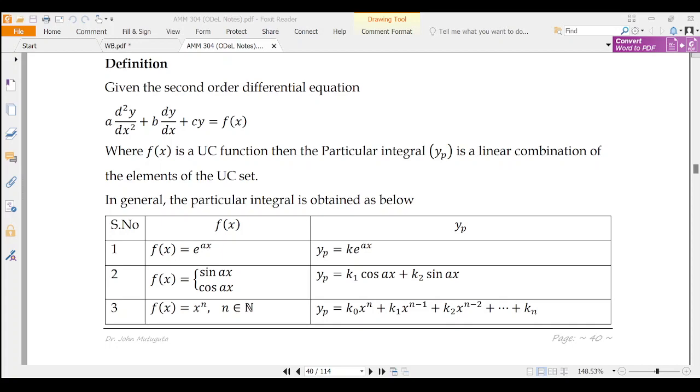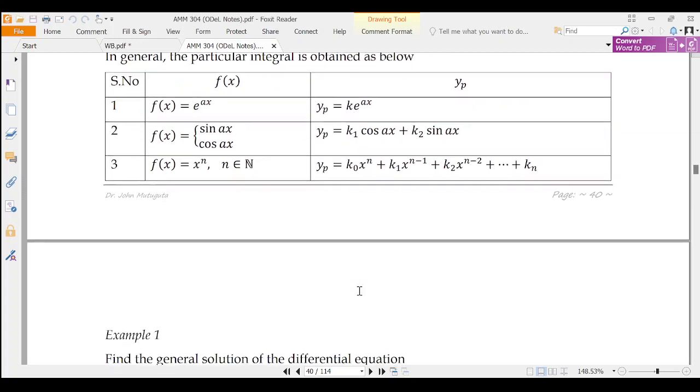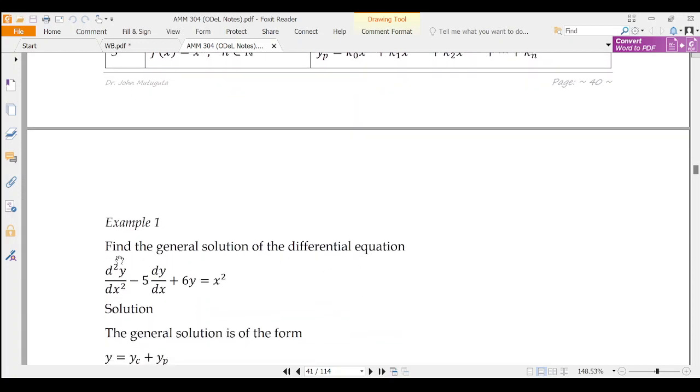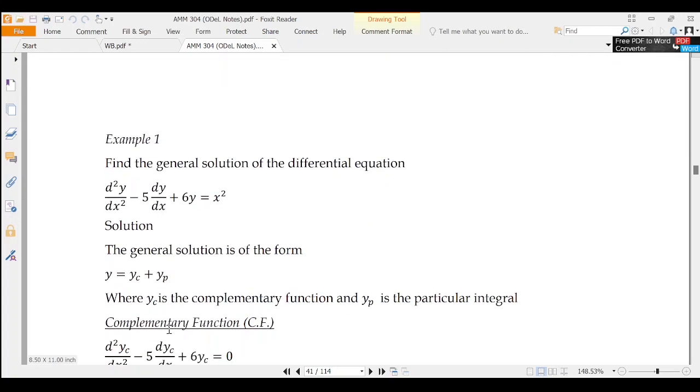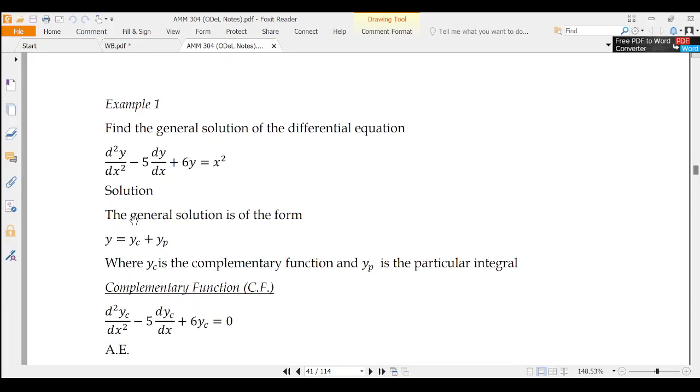Now, when you are given a problem and told to find the general solution of the differential equation, the first thing is to find what we call the complementary function. The solution will be expressed as a sum of two solutions, yc plus yp. Yc is known as the complementary function, and yp the particular integral.